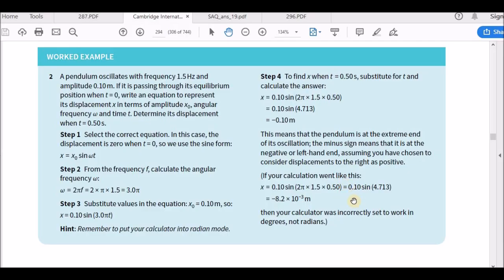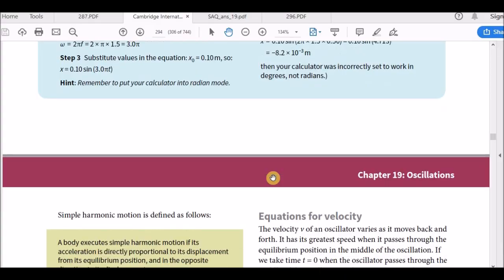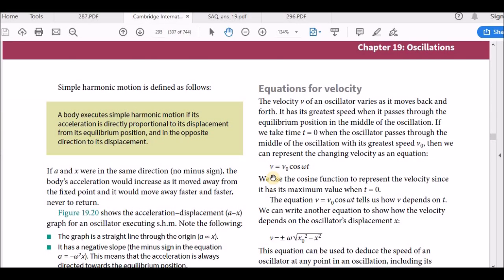Okay, if your calculation went like this, here what has happened was you didn't have the calculator in the correct mode. So remember, your calculator should be in radian mode over here, because we are entering the angle here in radians. This 2 pi and all, that is to do with radians. So make sure your calculator is in radian mode. If your calculator is in degree mode, you won't get the correct answer.